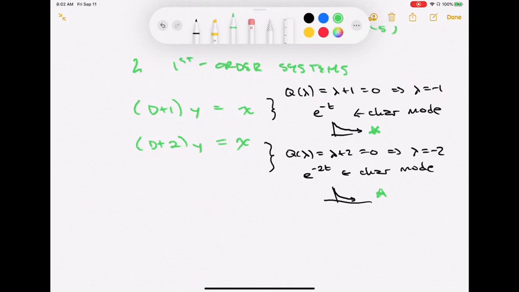So that Q tells us something about the character of the system. In this particular case, the second system has a character of being faster, right? It's a faster system. It decays down to zero faster. It responds more quickly, something along those lines.